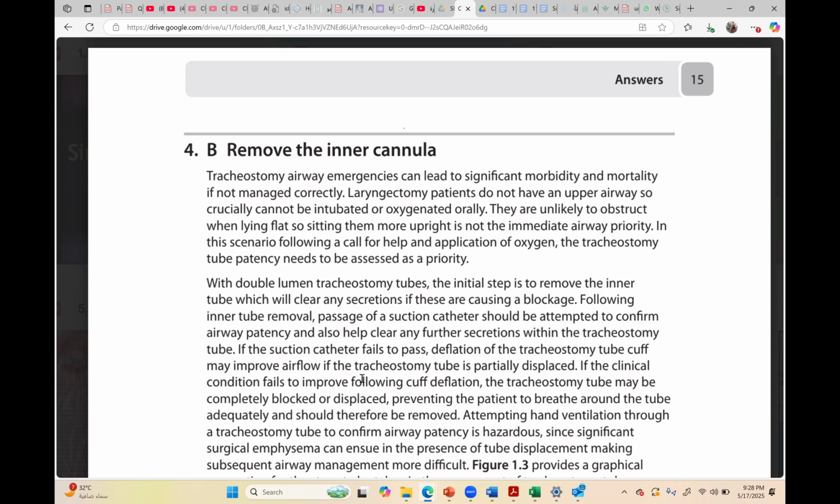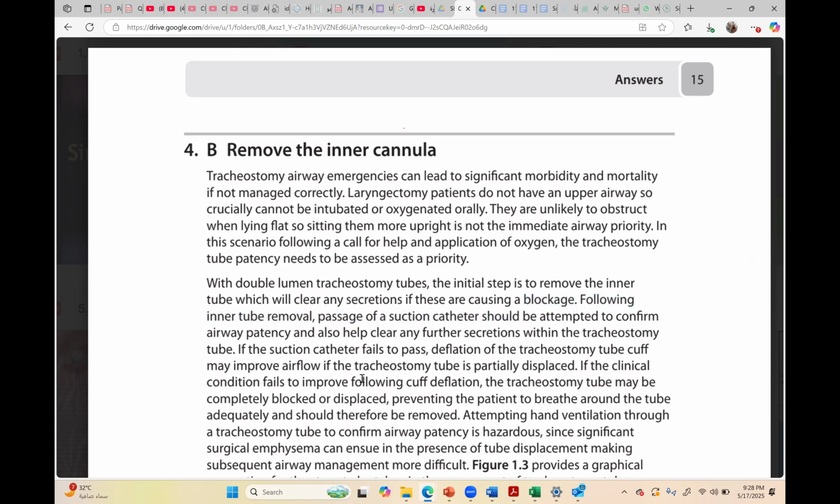So this is the point which they want to highlight. In this scenario, following a call for help and application of oxygen, the tracheostomy tube patency needs to be assessed as a priority. So that's why they want to remove the inner tube. With double lumen tracheostomy tubes, the initial step is to remove the inner tube, which will clear any secretion if these are causing a blockage.